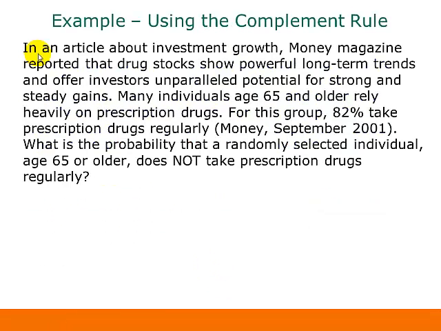Here's an example. In an article about investment growth, Money Magazine reported that drug stocks show powerful long-term trends and offer investors unparalleled potential for strong and steady gains. Many individuals age 65 and older rely heavily on prescription drugs. For this group, 82% take prescription drugs regularly, and this is from Money Magazine in September 2001. What is the probability that a randomly selected individual age 65 or older does not take prescription drugs regularly?